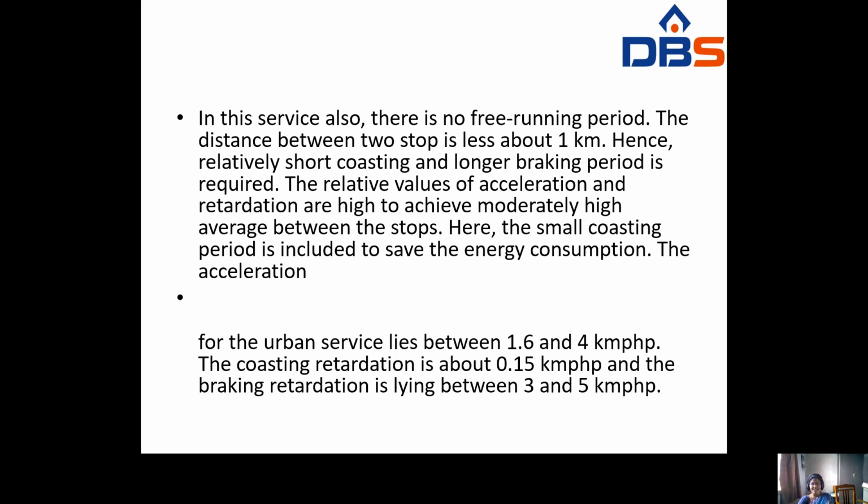Why? Because to save the energy consumption. The acceleration for urban services lies between 1.6 and 4 km per hour. The coasting retardation is about 0.15 km per hour, and the braking retardation lies between 3 and 5 km per hour.